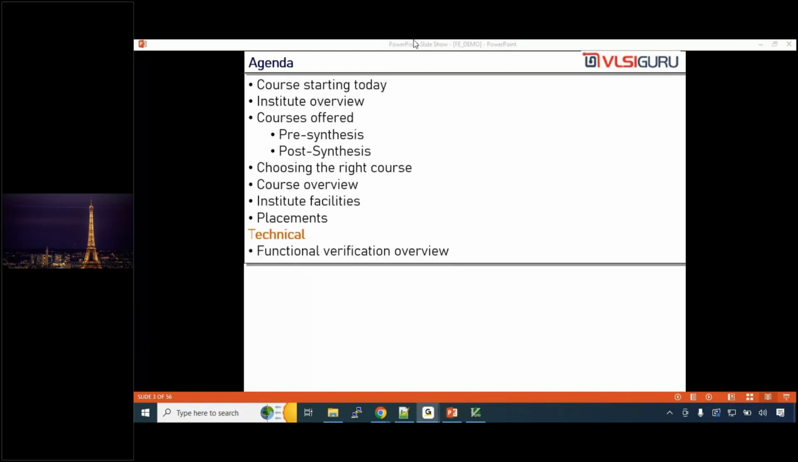So we'll be quickly starting off with understanding what all courses are starting today, and a quick overview of the institute and what are the various courses offered, and how do you choose the right course, and course overview. I mean, what is the course structure and schedule, everything. Then the institute facilities and the placements, and a little bit technical into today's demo aspects.